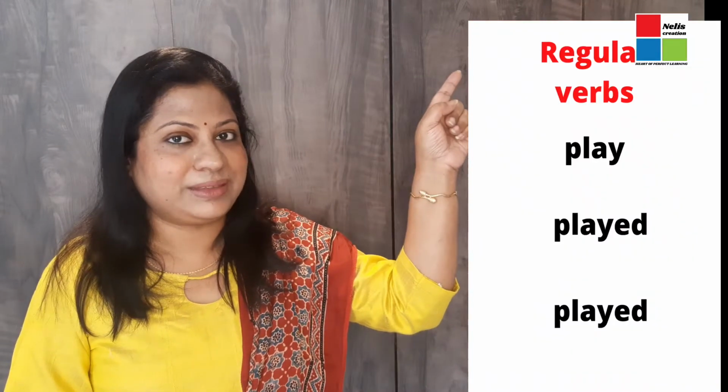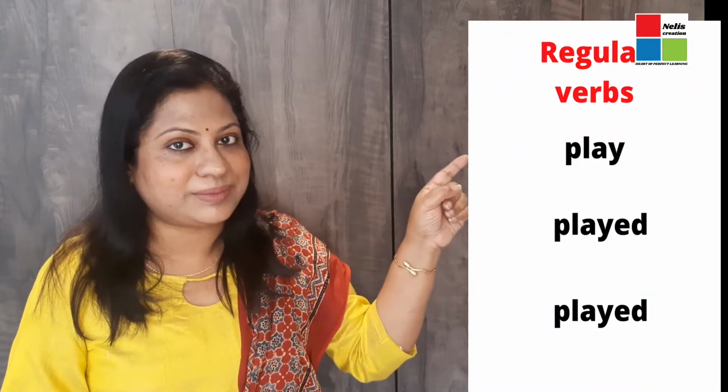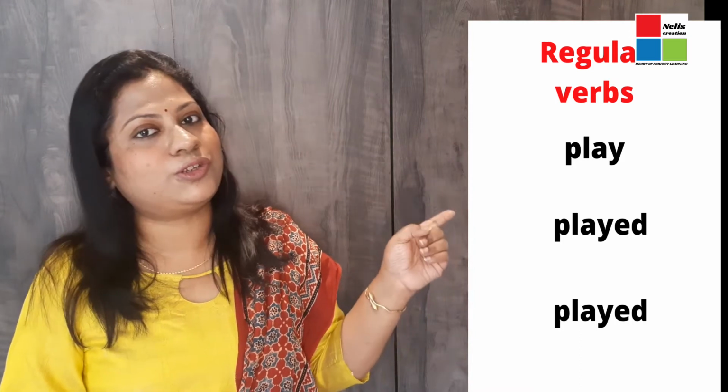Let's take some examples of verbs and make you understand what are the three forms of the verb. Now, there are verbs which are regular because they have a set pattern of forming the past tense and the past perfect, the third form of the verb. Like for example, the verb play. The first form of the verb is play, the second form is played, and the third form is also played.